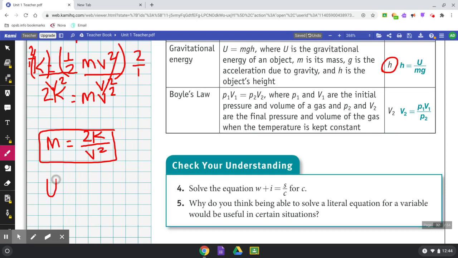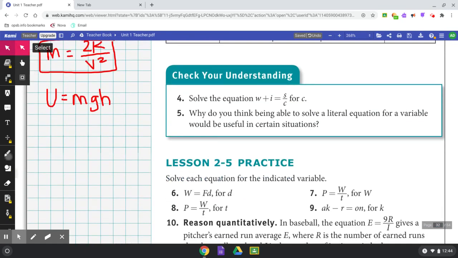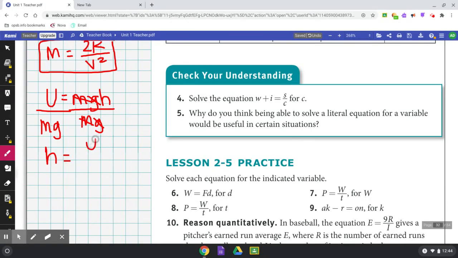So if I have U equals m times g times h, and I want to solve for the variable h, I need to divide both sides by m and g. If I divide both sides by m and g, my m and g cancel each other out, and I'm left with h equals U divided by mg. H equals U divided by mg.